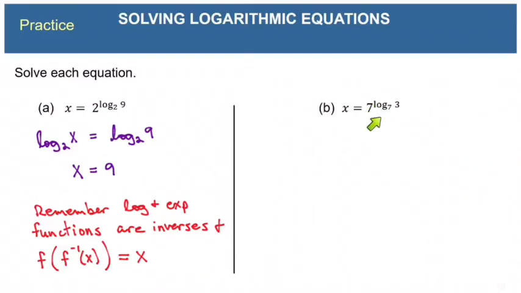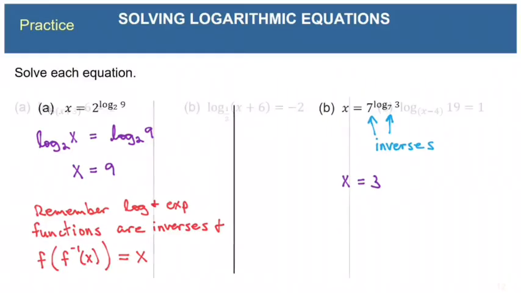Let's try that over here. So instead of going through all of this, we'll just remember that these two are inverses, so what we plug in has to come out. So we've got 7 to the log base 7 of 3. I remember that the log function and the exponential function are inverses, so they're going to undo each other, and we're just going to end up with, as our solution, x equals 3. That's all there is to it.